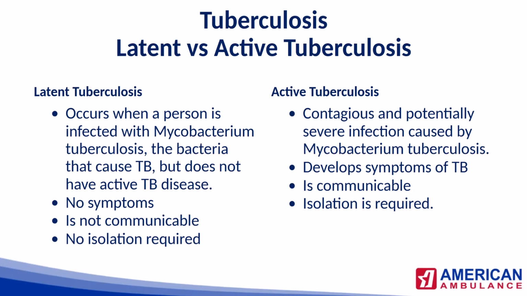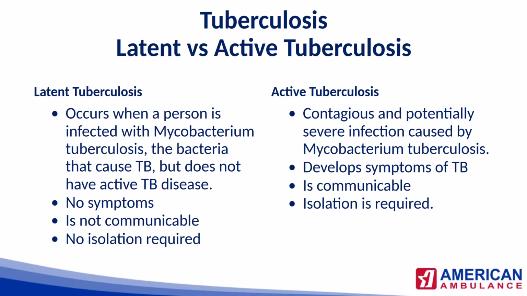Latent tuberculosis (TB) infection and active TB disease represent distinct stages of the tuberculosis infection continuum, each with its own characteristics regarding symptoms and transmissibility. Latent TB infection occurs when an individual has TB bacteria in their body but does not exhibit symptoms of active disease. Those with latent TB are not contagious and typically do not feel sick. Diagnosis is often made through positive reactions to TB tests or imaging showing no signs of active disease.